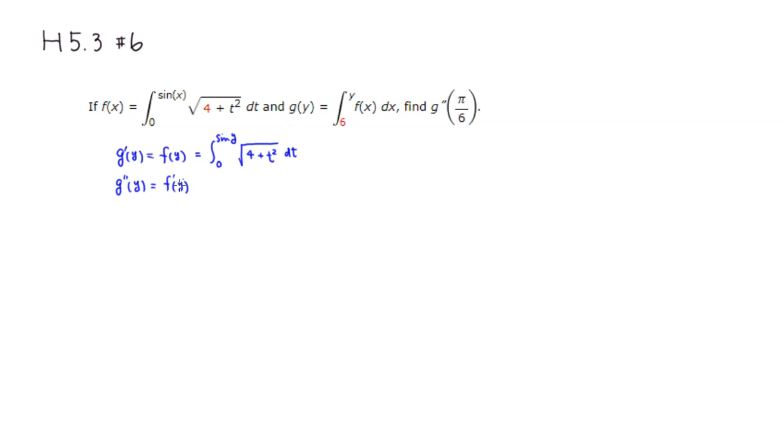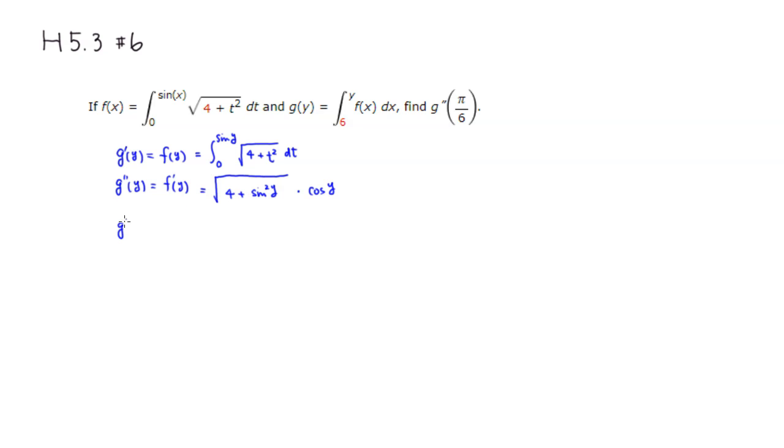So if you take the derivative of that, you remove the integral sign, then plug in sine of y for t, so it's 4 plus sine squared of y, right? And then you have to multiply by the derivative of sine of y, which is cosine of y.